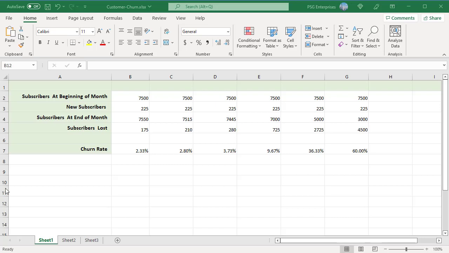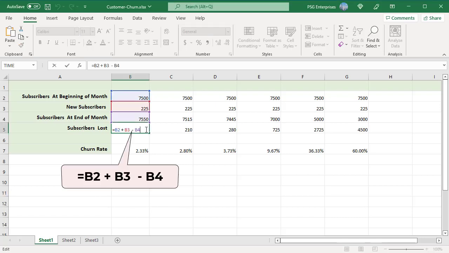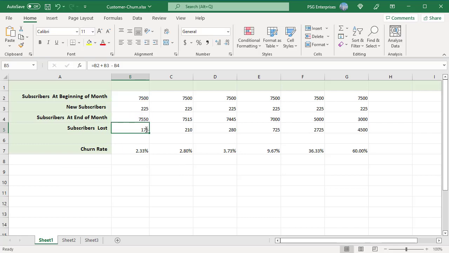Use this formula to calculate the subscribers lost. Add the number of new subscribers to the subscribers at the beginning of the month and subtract subscribers at the end of the month. To calculate the churn rate, divide subscribers lost by the subscribers at beginning of month. A higher churn rate means the company is losing more subscribers than it's adding.